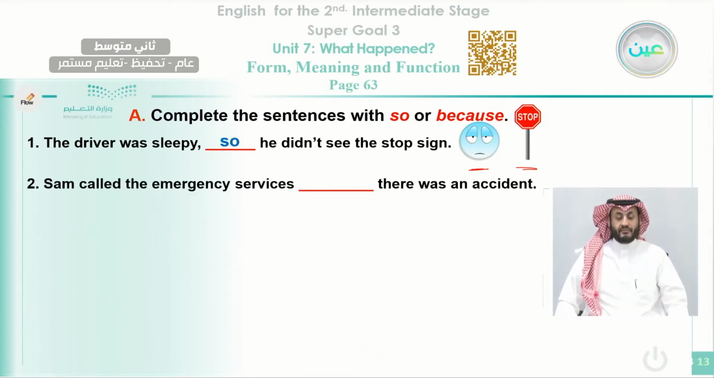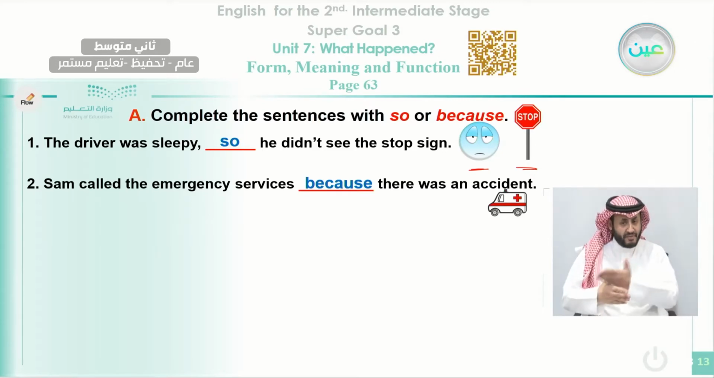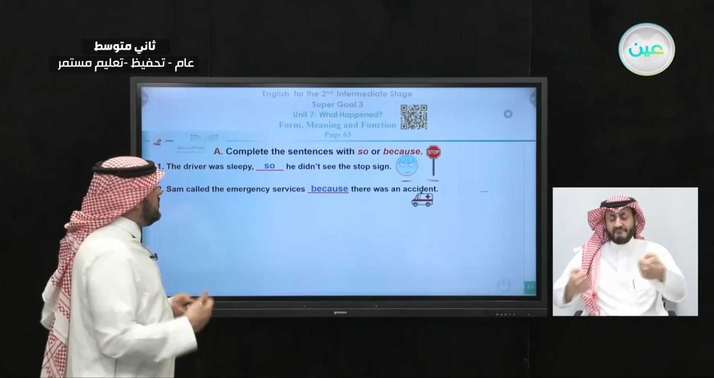And also number 2, Sam called the emergency services. There was an accident. Do we use so or because? Look, this is the ambulance that takes the patient to the hospital. Sam called the emergency services because there was an accident. Why did he call the emergency? Because there was an accident.